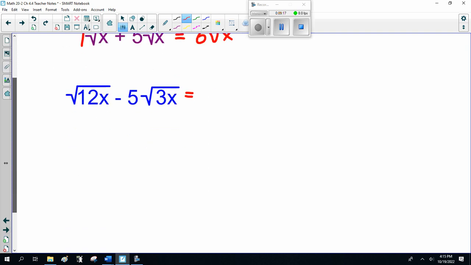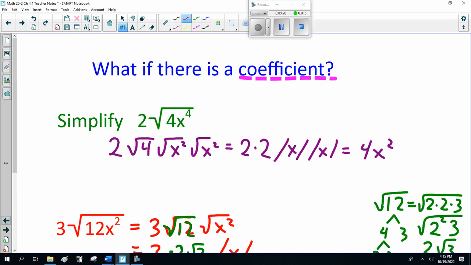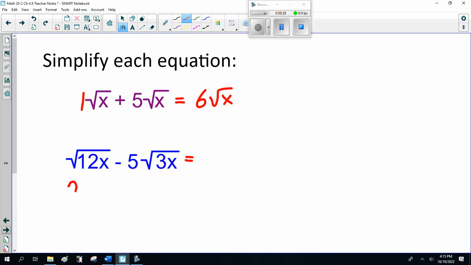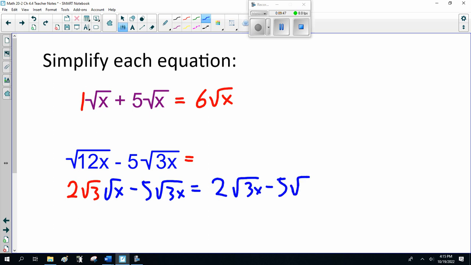Now, 12 root of x minus 5 root 3 of x. Now, we have to be able to simplify. Root of 12, we just did that back here. No, I don't expect you to memorize it, but root of 12 is 2 root 3. We just did it right back here, so that's 2 root 3 times root of x minus 5 root 3 of x. So that is 2 root of 3x minus 5 root 3x minus 3 root 3x. So be careful, we have to simplify.